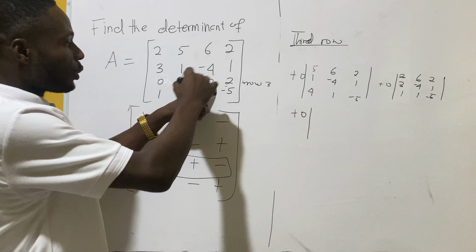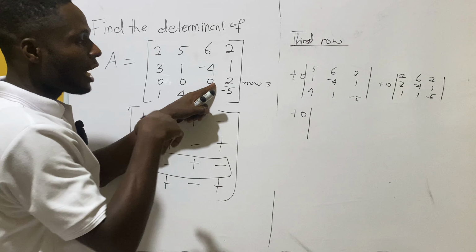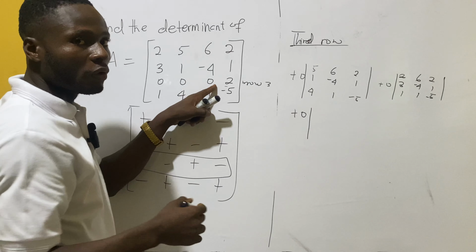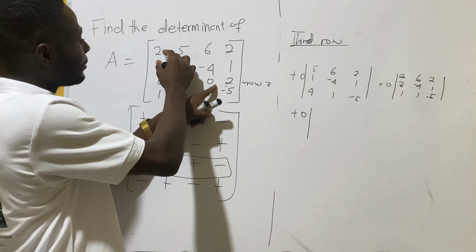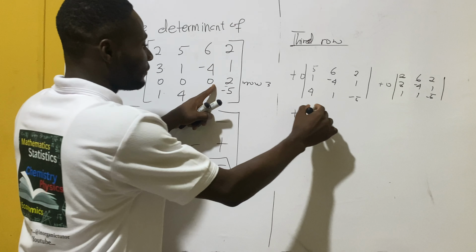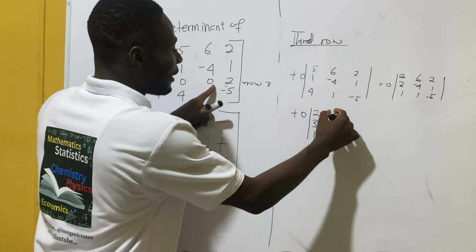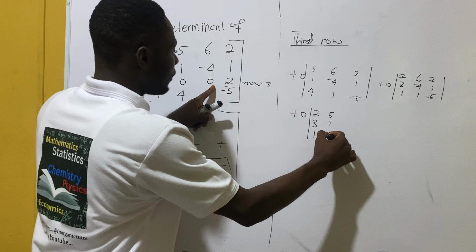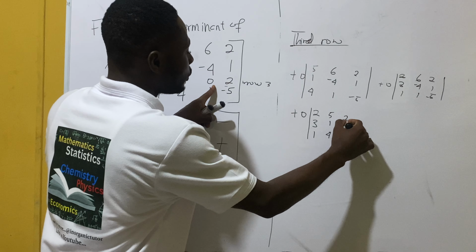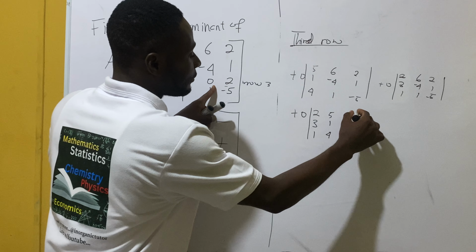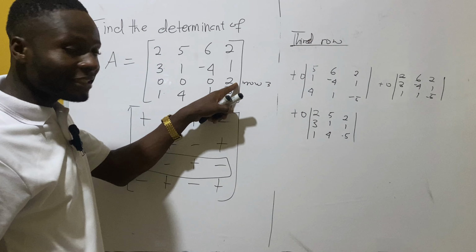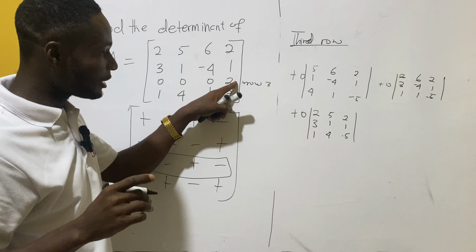Then you come to this plus 0. Any element on that row, avoid it. Any element on that column, avoid it. So you have 2, 3, 1, 5, 1, 4, 2, 1, 5. The last element is the most interesting aspect.